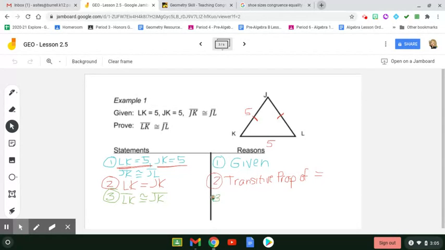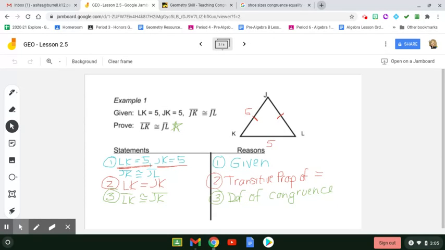And I'm going to write definition of congruence. Or you can write definition of congruent segments. They mean the same exact thing. And again, what that does is it takes you from equality to congruence. And the reason why I want to do that is because eventually I want to end up with congruence in my final answer. Okay, so then the next thing I'm looking for is, well, I know eventually that I want to end up that LK is congruent to JL.